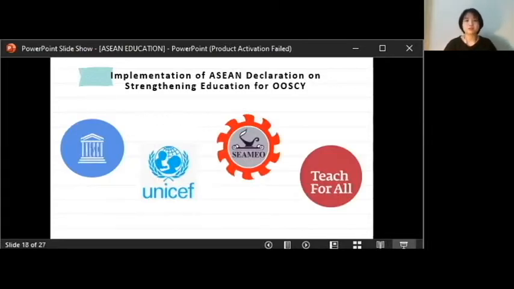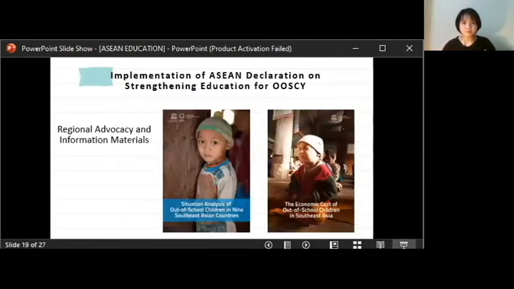There are many members supporting ASEAN in implementing the declaration, such as UNESCO, UNICEF, the Southeast Asian Ministers of Education Organization, and Teach for Network. I will introduce some regional activity of these organizations on out-of-school children. First, UNESCO published some regional advocacy and information material. For example, the economic cost of out-of-school children in Southeast Asia and the situation analysis of out-of-school children in 9 Southeast Asian countries.